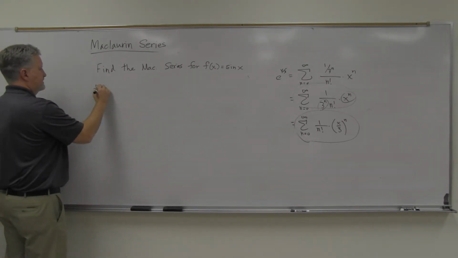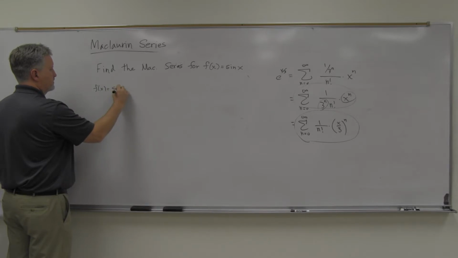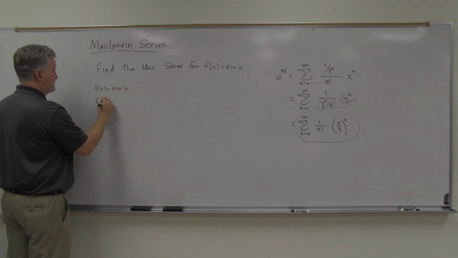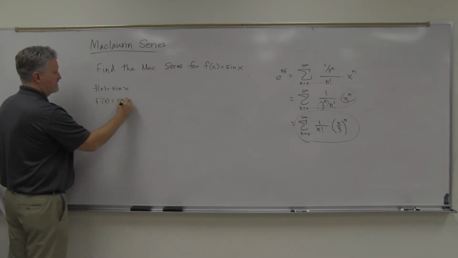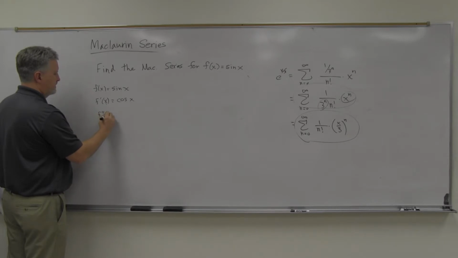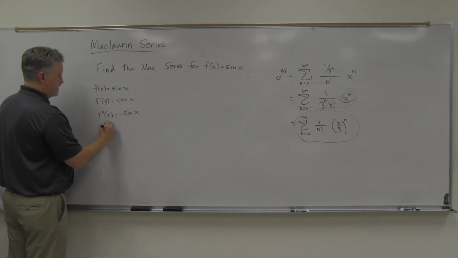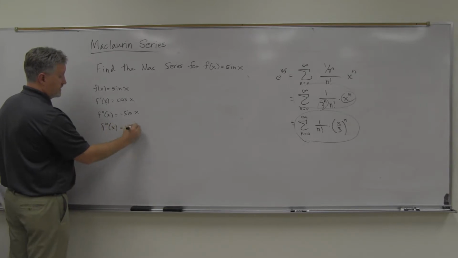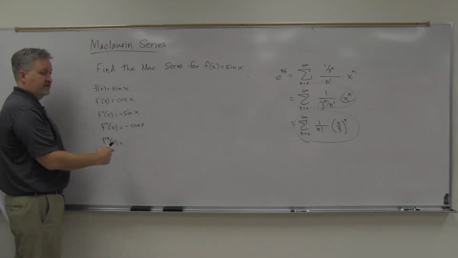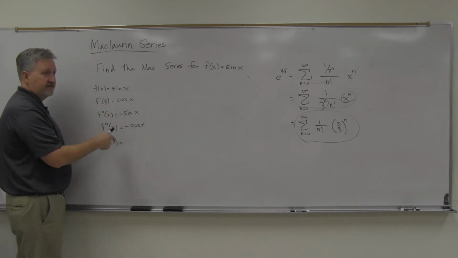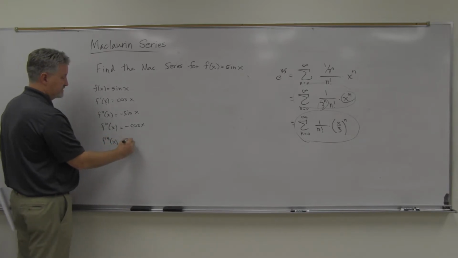Okay, so f of x equals sine of x, and we're going to cycle through some sines and cosines here, aren't we? The derivative of sine of x is cosine of x. The second derivative would be negative sine of x. Third derivative would be negative cosine of x. The fourth derivative would be, well, the derivative of cosine is negative sine, so I have a negative sine, so that would be positive sine of x.